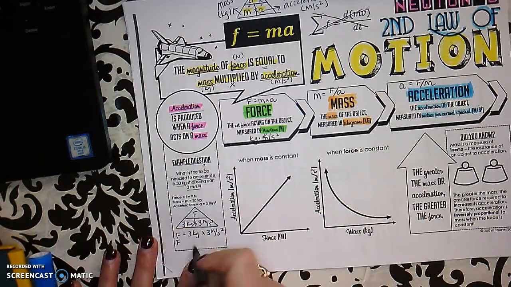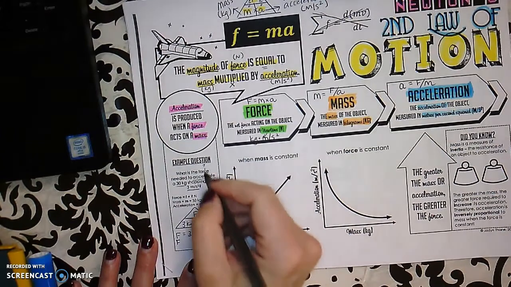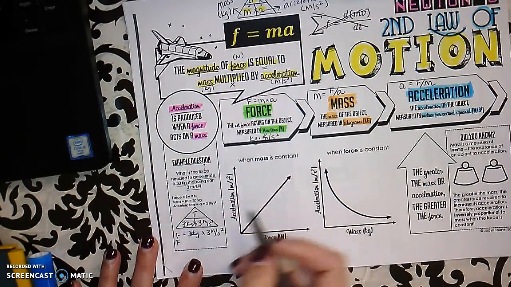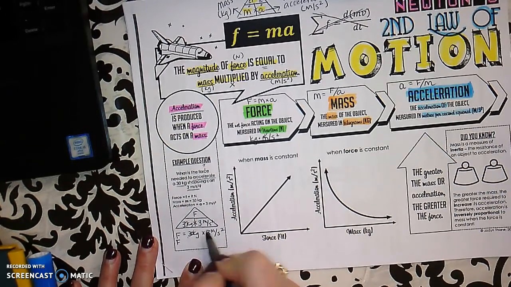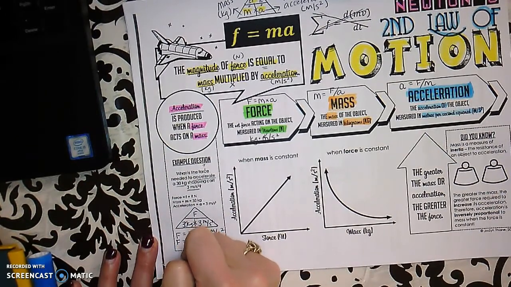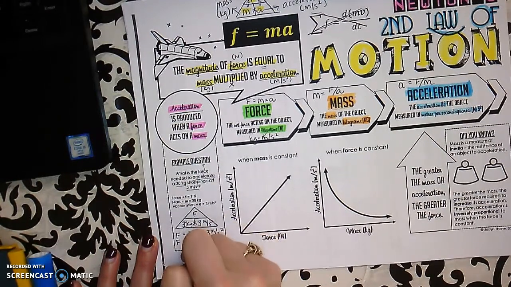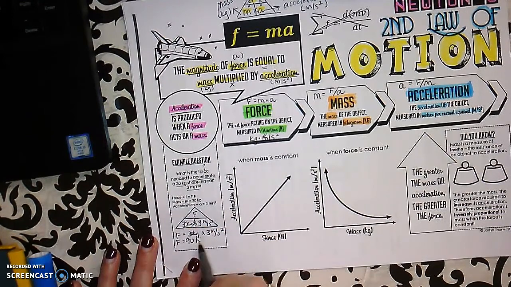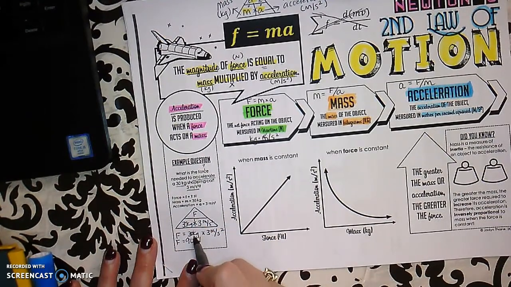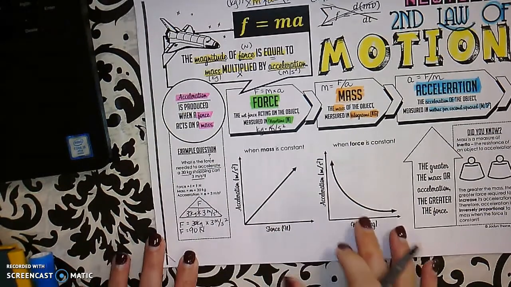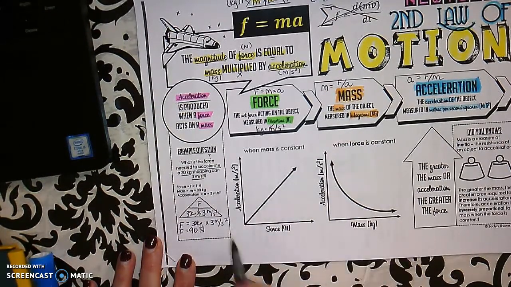So for our force, 3 times 3. I'm sorry, this is 30 kilograms, my bad. 30. So 30 times 3 is 90. And a kilogram times a meter per second squared is going to be a newton. Sir Isaac Newton got tired of writing kilogram meter per second squared every single time, so he decided that he was going to call it a newton.